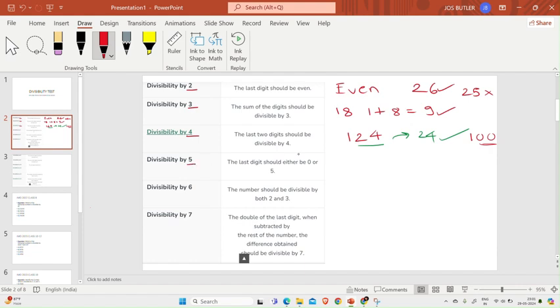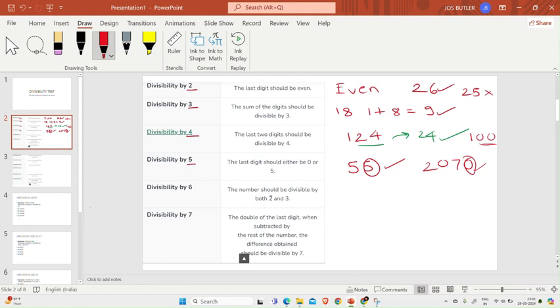Divisibility test by 5. So the last digit should be either 0 or 5. So for divisibility test by 5, let us pick a number 55. Last digit is 5, it is divisible. 2070, a big number. Last digit is 0, it is eventually divisible by 5. 5 and 10 are the easiest ones, and even 2. If you have to check divisibility by 2, you just have to check if the number is even.